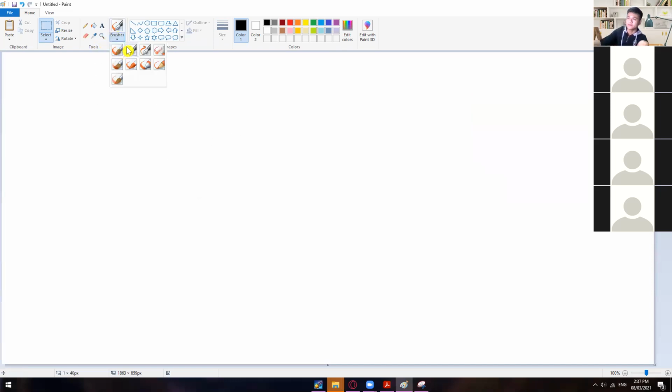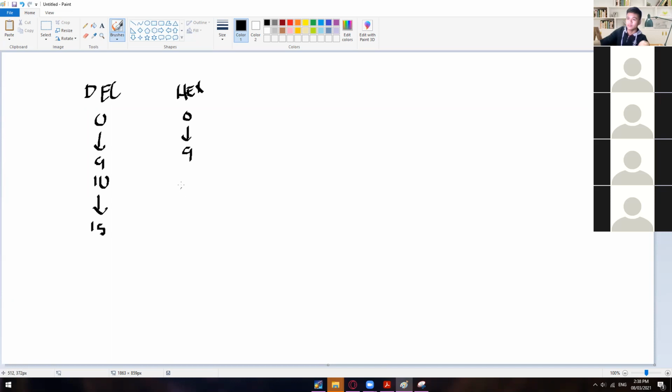So let's have a decimal to hexadecimal. Okay. So 0 to 9 is the same with hexadecimal. And then 10 to 15, this is now the A to F. Right? But once you reach 16 to 25, this one now is being represented by 10.